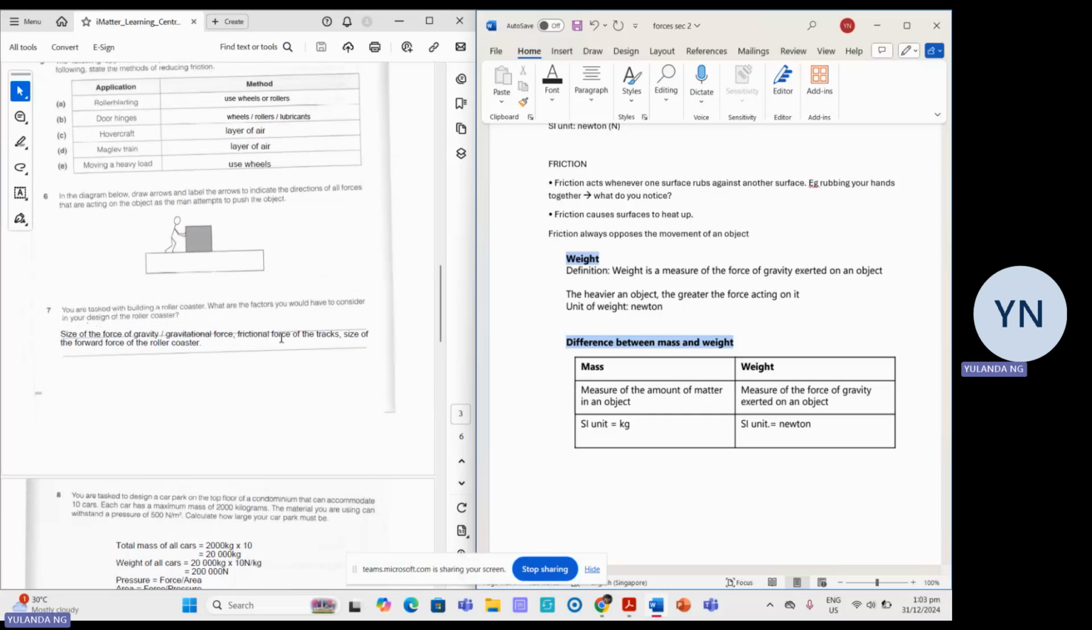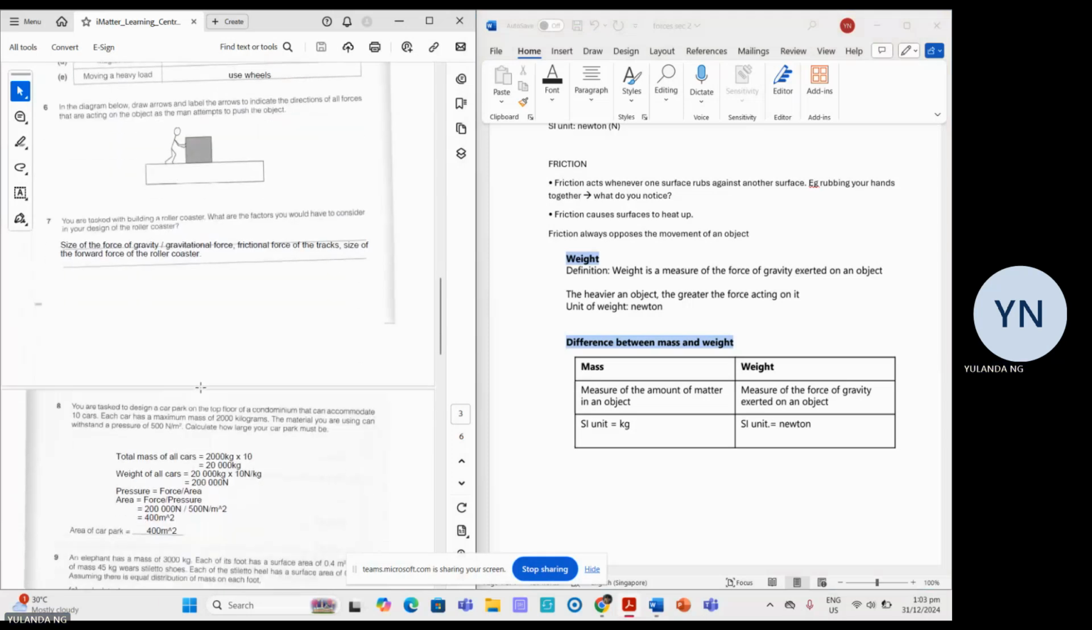Frictional force, okay, between what and what? It is between the wheels of the roller coaster and the tracks. So that is where your frictional force comes into play. Then the size of the forward force. Most likely it should be a forward force because your roller coaster is moving from back to front, right? So it should be a forward force. Or you can tell me pushing force, I think I can accept that as well, okay?